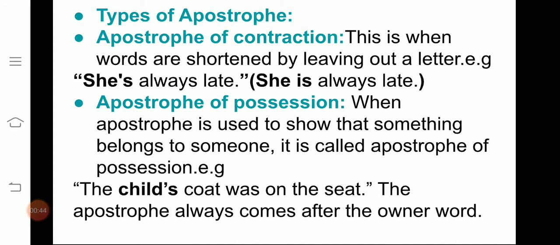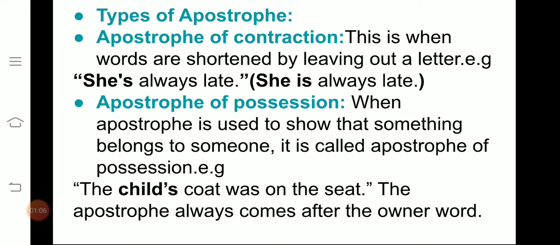Okay, students, before starting the lesson, we will revise the types of apostrophe. There are two types of apostrophe: apostrophe of contraction and apostrophe of possession. First of all, what is apostrophe of contraction? This is when words are shortened by leaving out a letter.